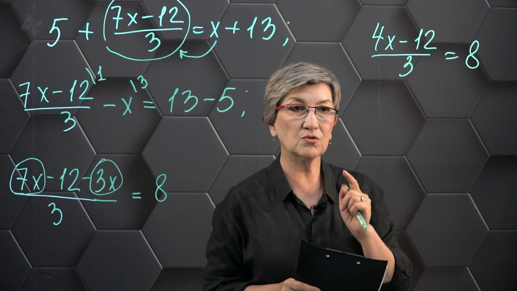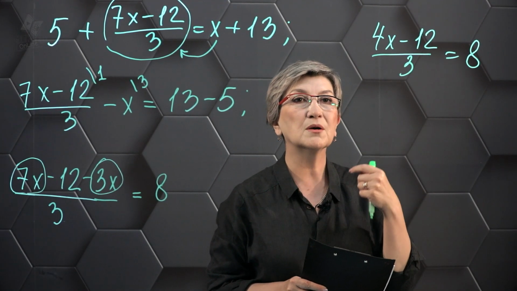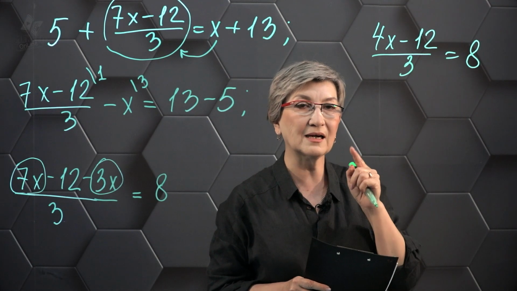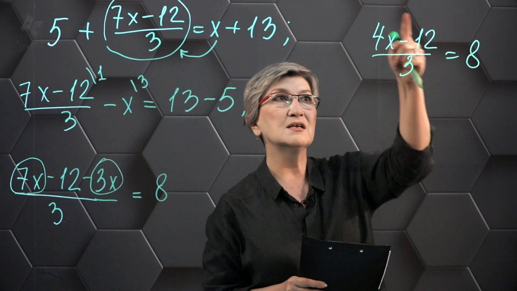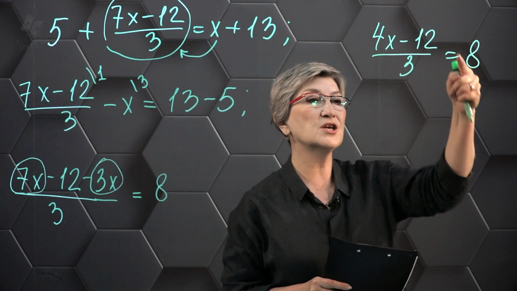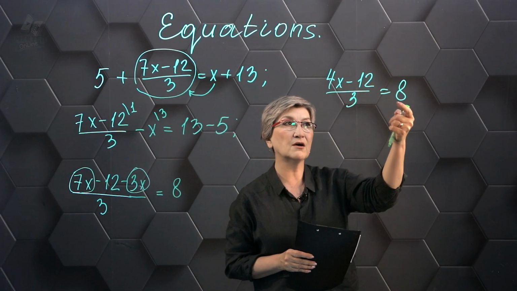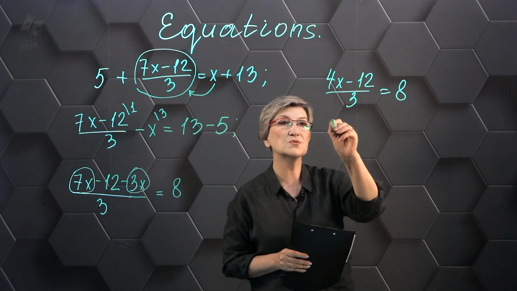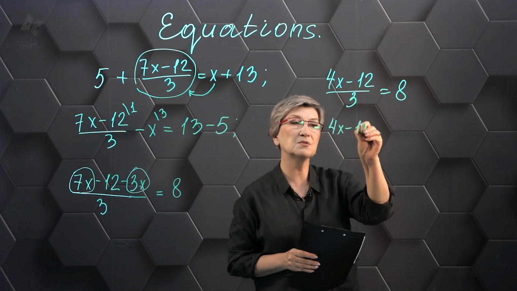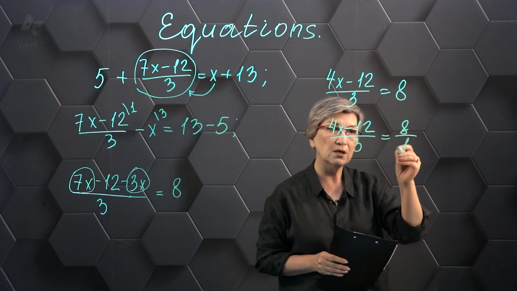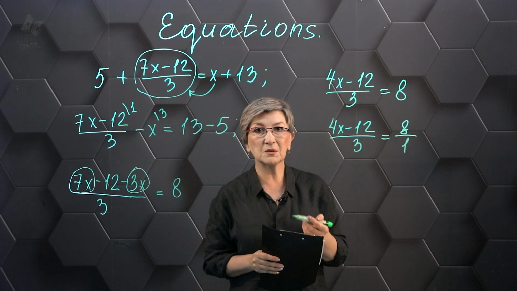I told you at the beginning of the lesson that we will come to proportion. We don't see proportion yet, and proportion is the equality of two ratios. There must be a ratio in the left side and there must be a ratio in the right side. But on the left side we have a fractional dash, and on the right side we don't. But we can write it as 4x minus 12 divided by 3 equals 8 first. And then we'll use the rule of proportions.